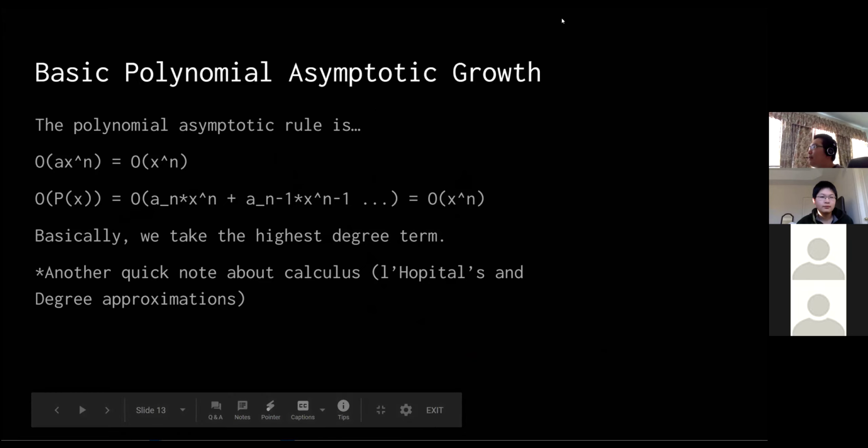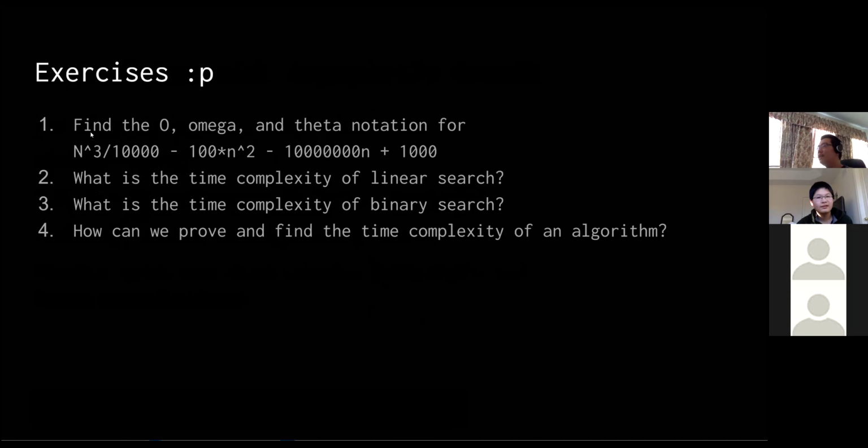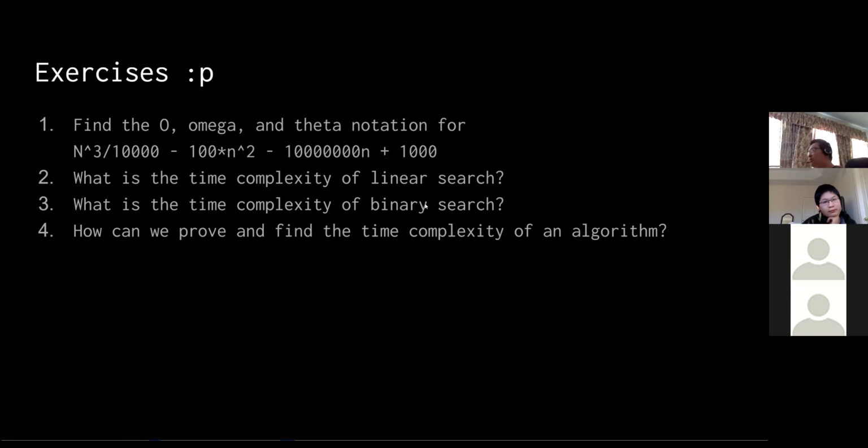So let's do an example. Let's first find the asymptotic growth. Before we even find the O, omega, and theta terms, let's first find the asymptotic growth for n cubed over 10,000.